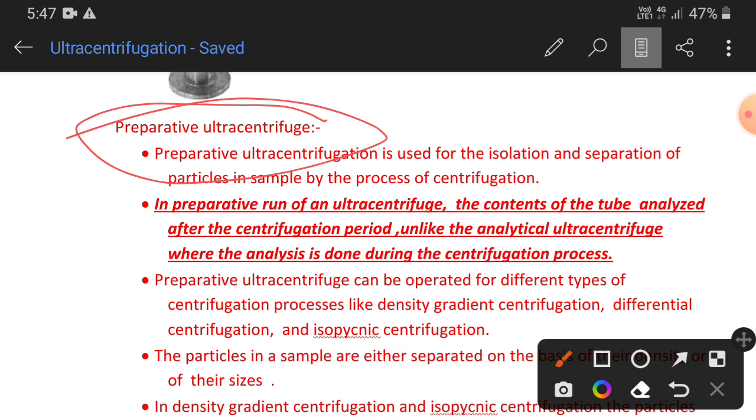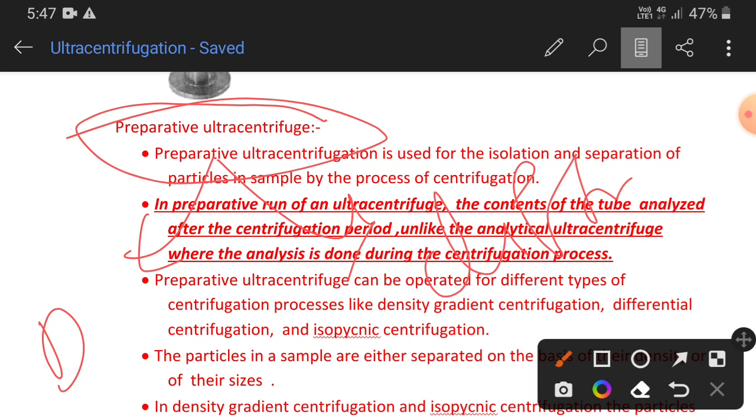Preparative ultracentrifugation is often operated with density gradient centrifugation and differential centrifugation. Density gradient centrifugation means zonal centrifugation, sucrose density gradient centrifugation and isopycnic centrifugation, in which particles are separated on the basis of their density, right? They will generate different layers or bands where each particle's density is equal to the density of that particular environment, right?